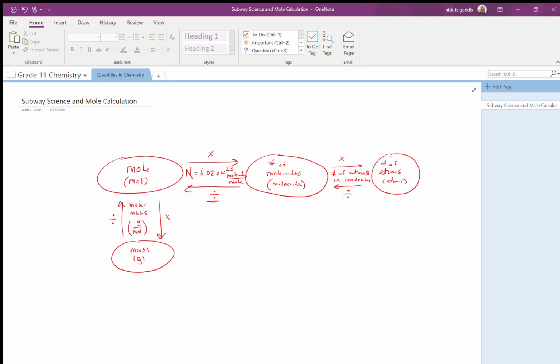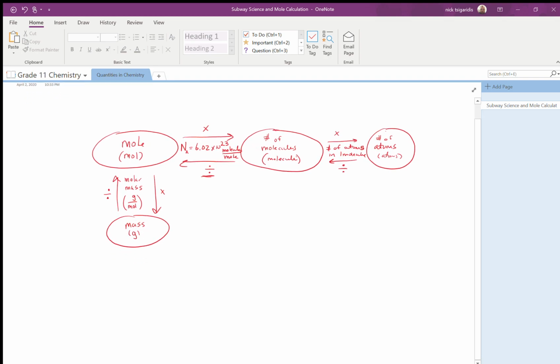We have a whole other section for solutions and solubilities, and we have a whole other section for gases. Those are the subsequent units that we may be getting to. So this is what we call subway science, and it's our starting point. So you can very clearly see that if I wanted to go from mass to, let's say, number of atoms, which is like from one end all the way to the other, it's very easy.